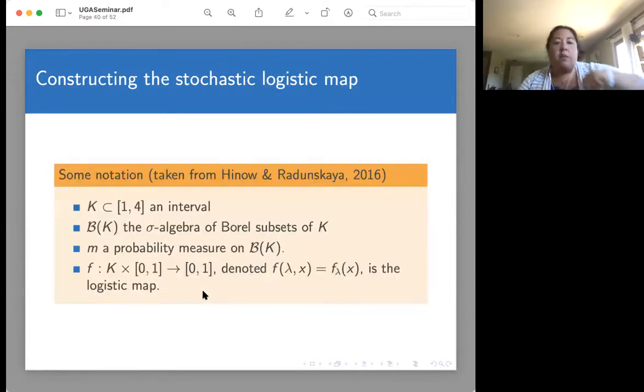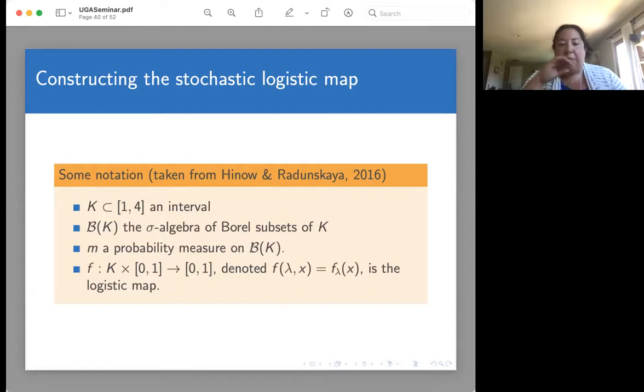Okay, so a little bit of notation here. I don't want you to worry too much if some of this goes beyond your understanding. It's basically just the rigorous framework for how we study these things. Here I'm going to consider K to be a subinterval of the interval 1, 4. Since I'm studying topological properties, I need measures and so on, so I'm looking at the Borel sigma algebra of subsets of K, a sigma algebra generated by open and closed intervals. I'm going to have a probability measure on my Borel subsets.